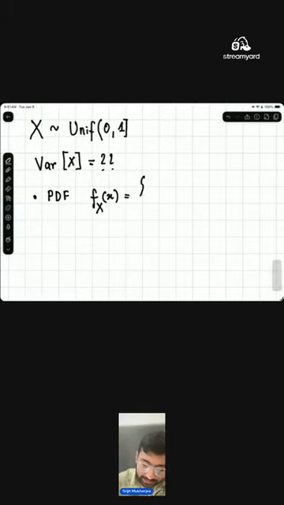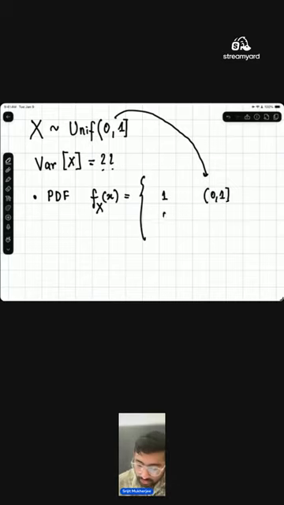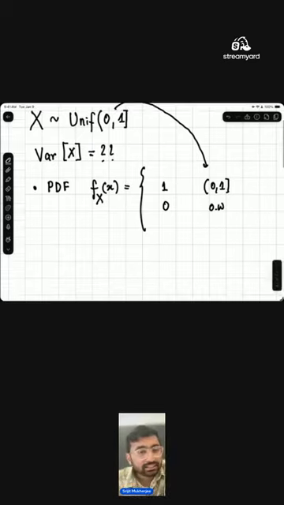So understand that it's uniform. So between 0 and 1, it's taking the value 1 and 0 otherwise. That means in the rest of the region, it takes the value 0. So this is the density function.